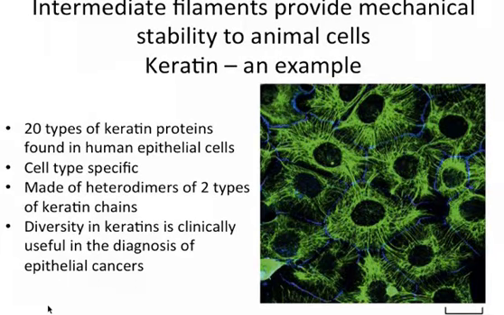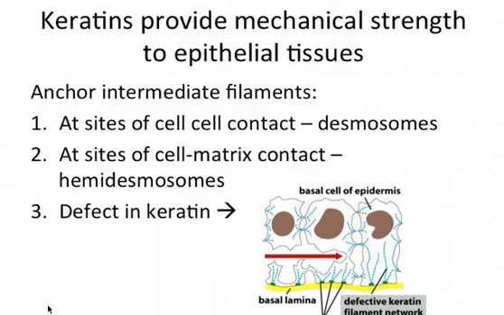And the diversity in keratins is useful. It's useful in diagnosis of epithelial cancers because people know that this type of keratin is in these kinds of cells, and this type of keratin in these kinds of cells, so it's helpful in diagnosis. They provide mechanical strength to epithelial tissues. They actually anchor intermediate filaments at sites of cell-to-cell contact. So those are the desmosomes, and at sites of cell-matrix contact, which is hemidesmosomes.